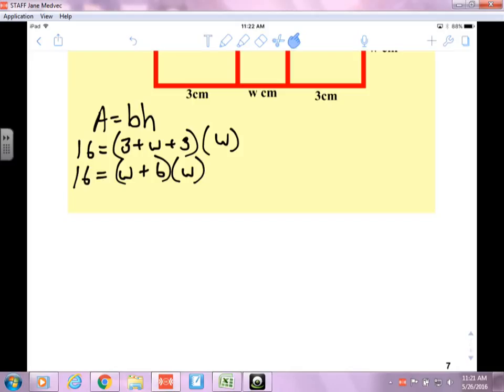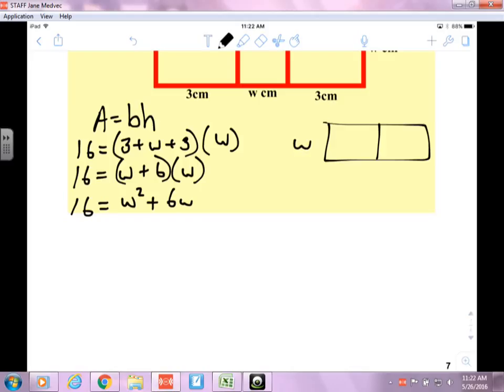I'm going to multiply. Yeah, I am. I'm going to distribute my W. So I get 16 equals W squared plus 6W. And if you don't see that, you can go off to the side and draw your boxes and do it that way. Yep. Excellent. What are you doing? Getting it in? Yeah, we're going to get it in standard form.